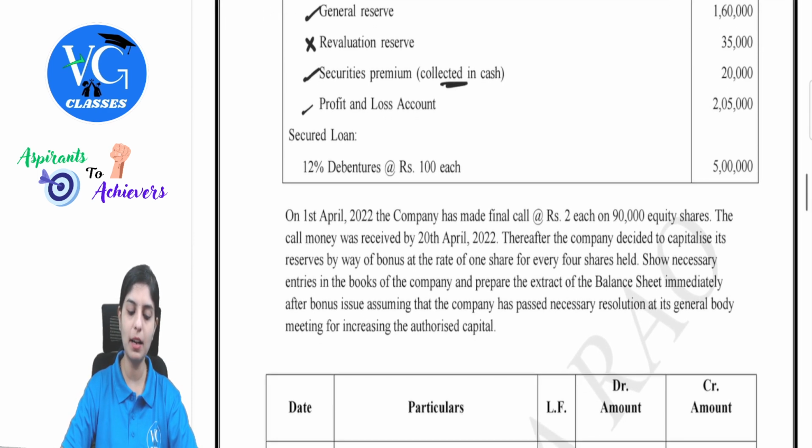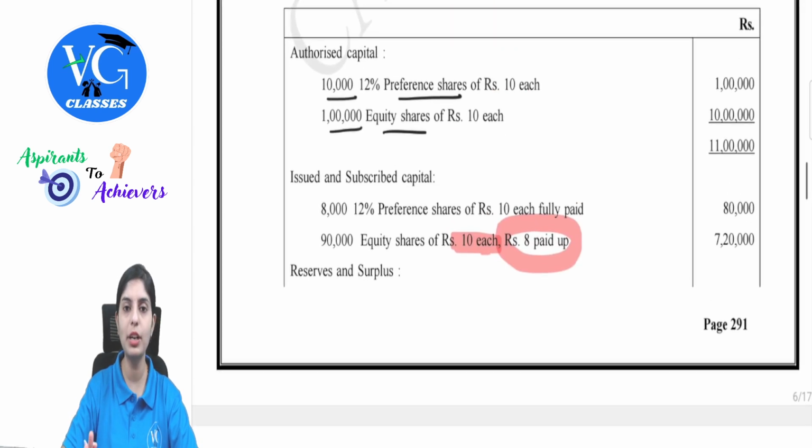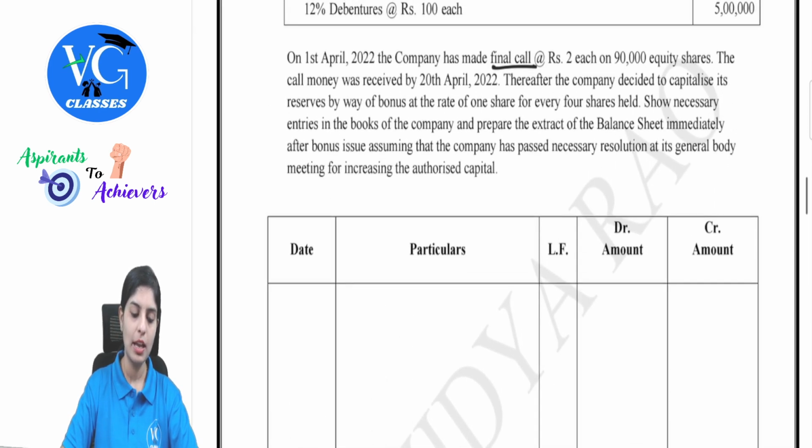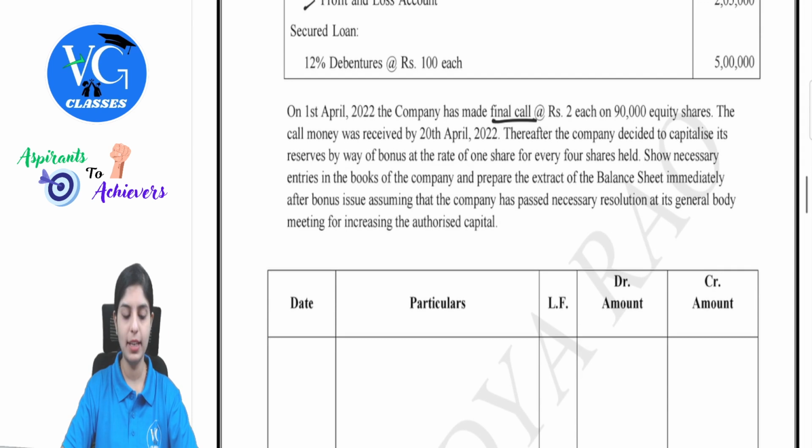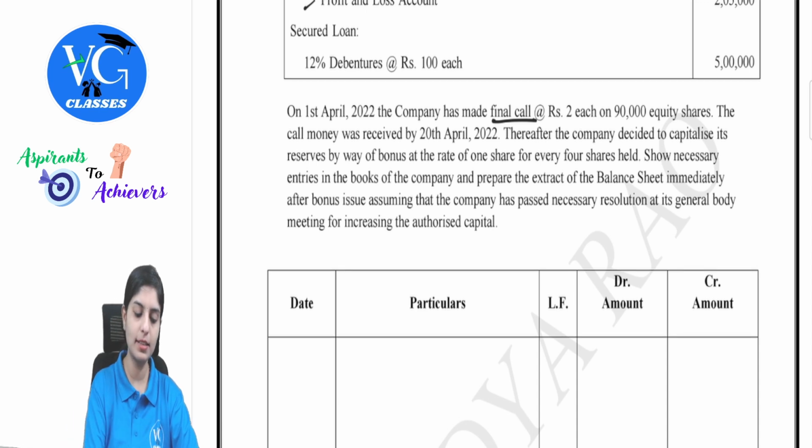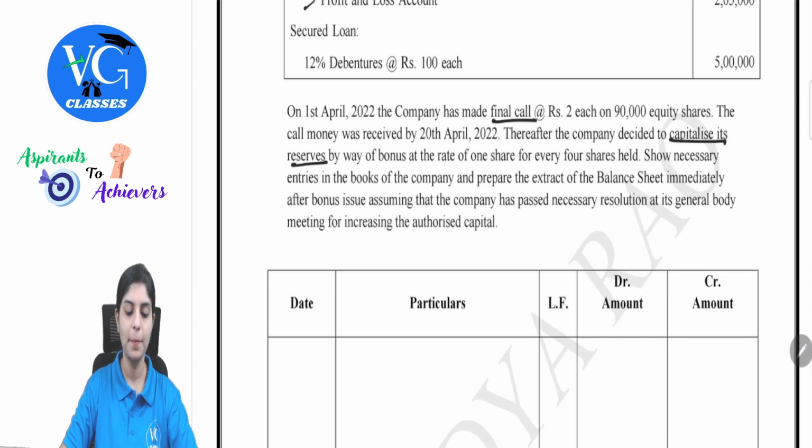On 1st April, the company has made a final call. Obviously, they have to do it if they have to proceed with bonus shares. 2 each on 90,000 equity shares. If you observe, the total number of equity shares was 90,000. So 2 each. The call money was received by 20th April. Thereafter, the company decided to capitalize its reserves. What does this wording mean? It is nothing but issue of bonus shares at the rate of 1 share for every 4 shares held.